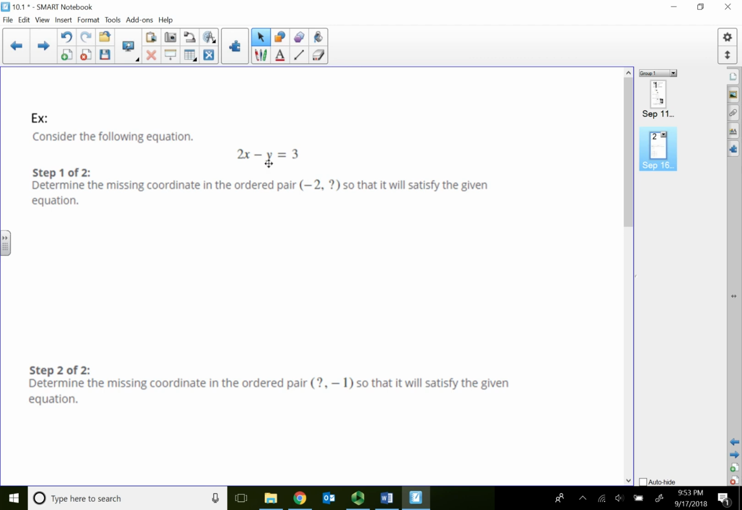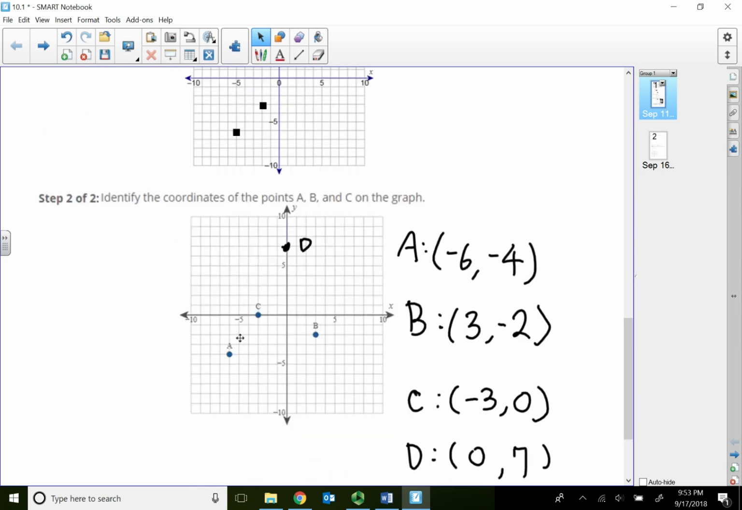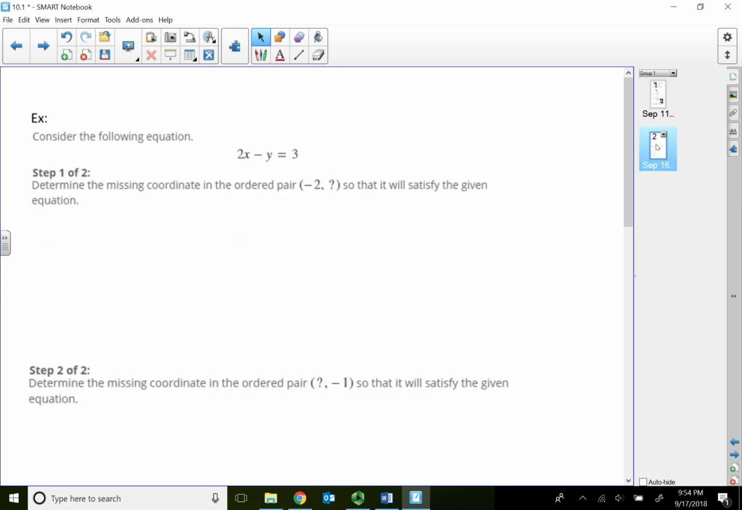In order to draw a line on the x and y axis, I've got to have at least 2 points. For example, I've got to have 2 points from the equation so I can connect them with the line. That's why the first thing we do here is learn how to plot points. Now we're going to learn how to find the missing ordered pair, the missing coordinates, using the equation they are giving me. In this example, determine the missing coordinate in the ordered pair (-2, ?) so that it will satisfy the given equation.